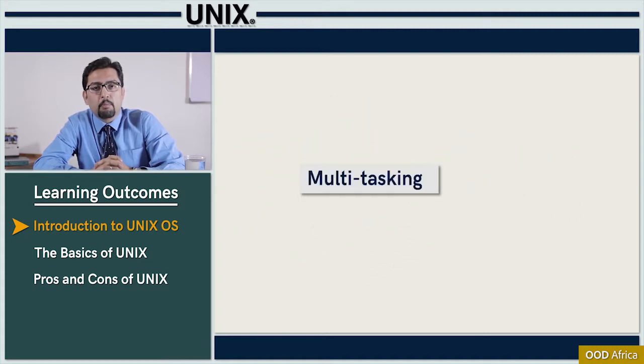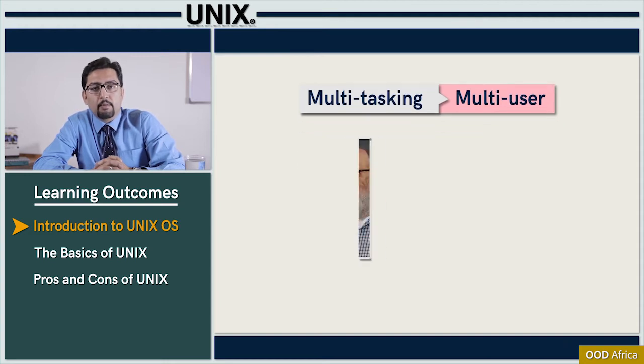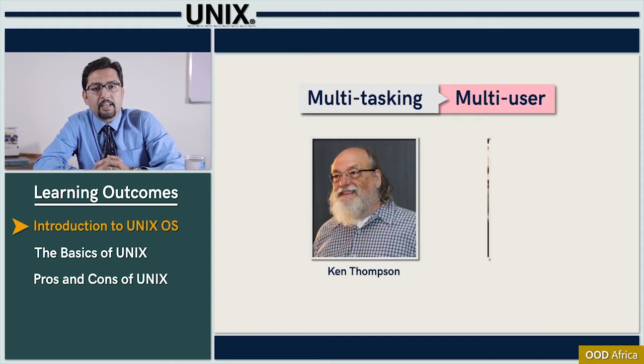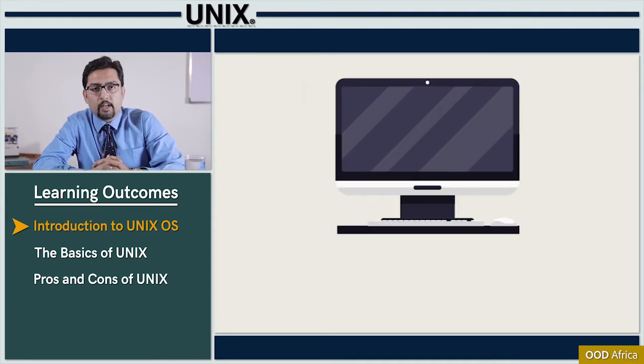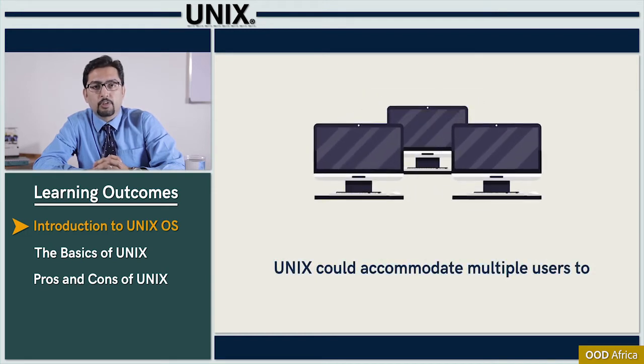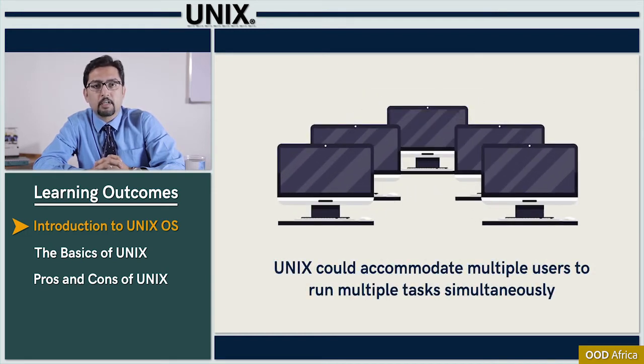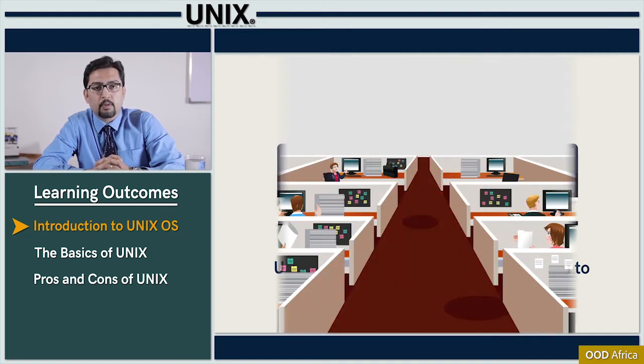Unix is a stable multitasking, multi-user operating system developed by Ken Thompson, Dennis Ritchie and others at Bell Labs, USA. Released in 1969, Unix could accommodate multiple users to run multiple tasks simultaneously through different systems in a session.